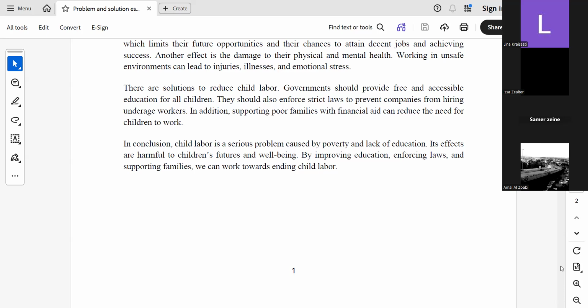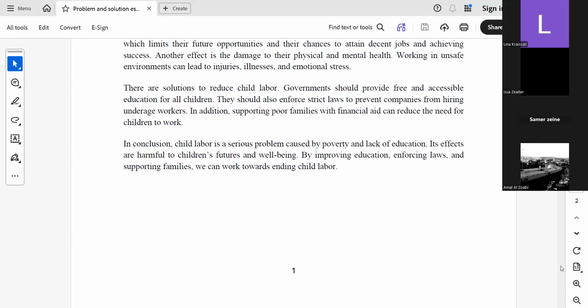In conclusion, child labor is a serious problem caused by poverty and lack of education. Its effects are harmful to children's future and well-being. By improving education, enforcing laws, and supporting families, we can work towards ending child labor. Did you guys notice the conclusion? It was a summary of everything in a few words. It summarized the causes, the effects, as well as the solutions.